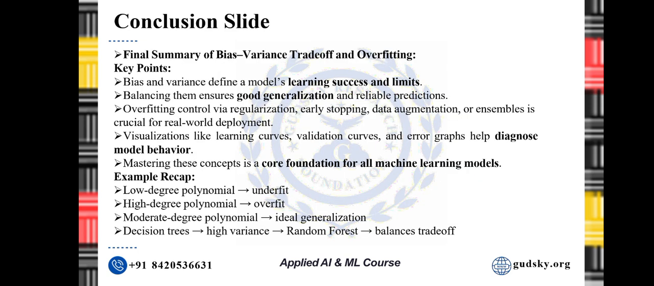So for the conclusion slide, let's quickly recap what we have achieved today. We learned what bias and variance mean, and we explored underfitting and overfitting, their causes and effects, and we studied techniques like regularization, dropout, and early stopping, and we visualized how ideal models balance both perfectly. Remember, understanding the bias variance trade off is like understanding the heart of machine learning. Every algorithm, from linear regression to deep learning, lies within this balance.